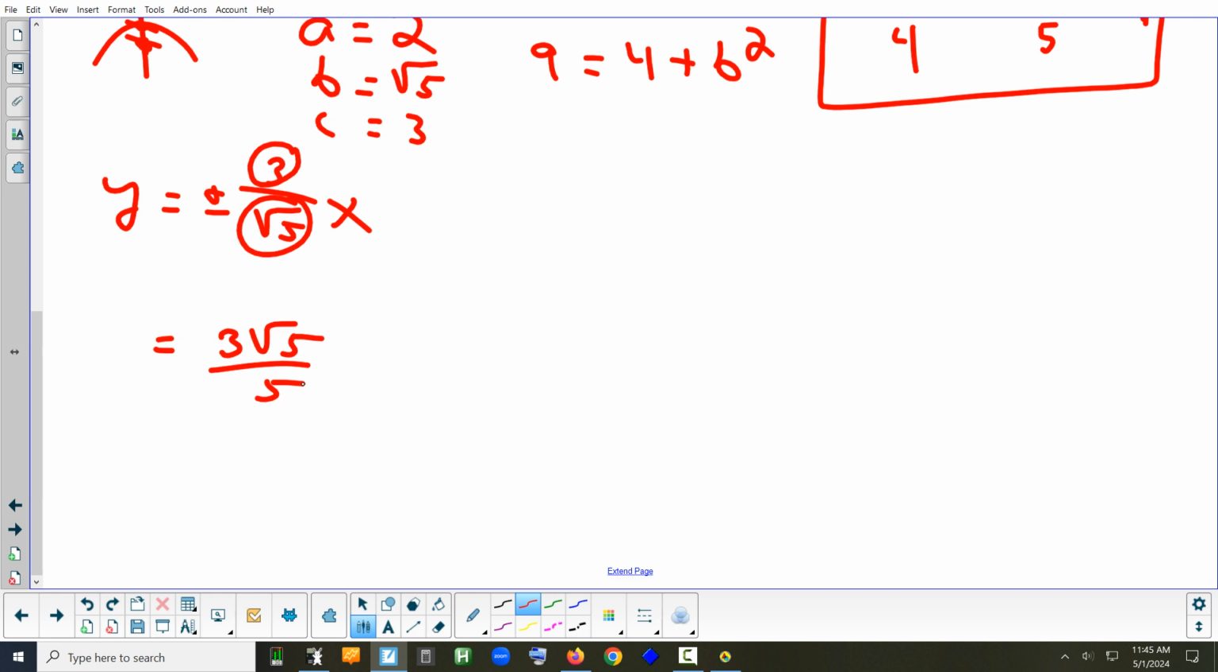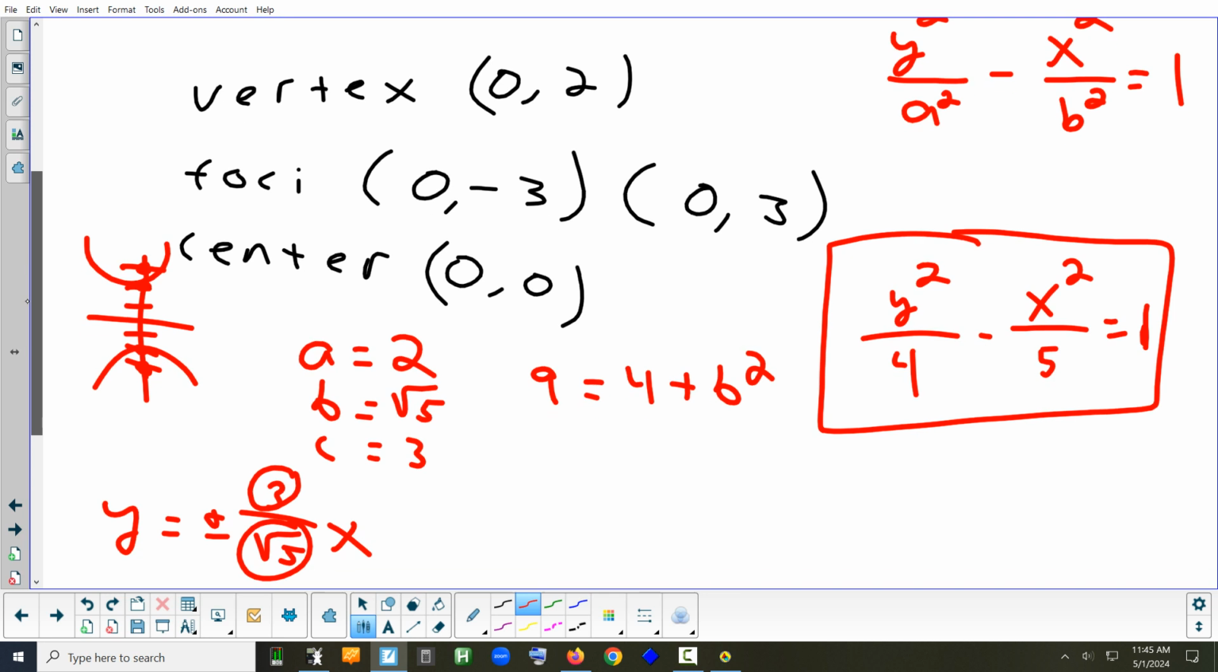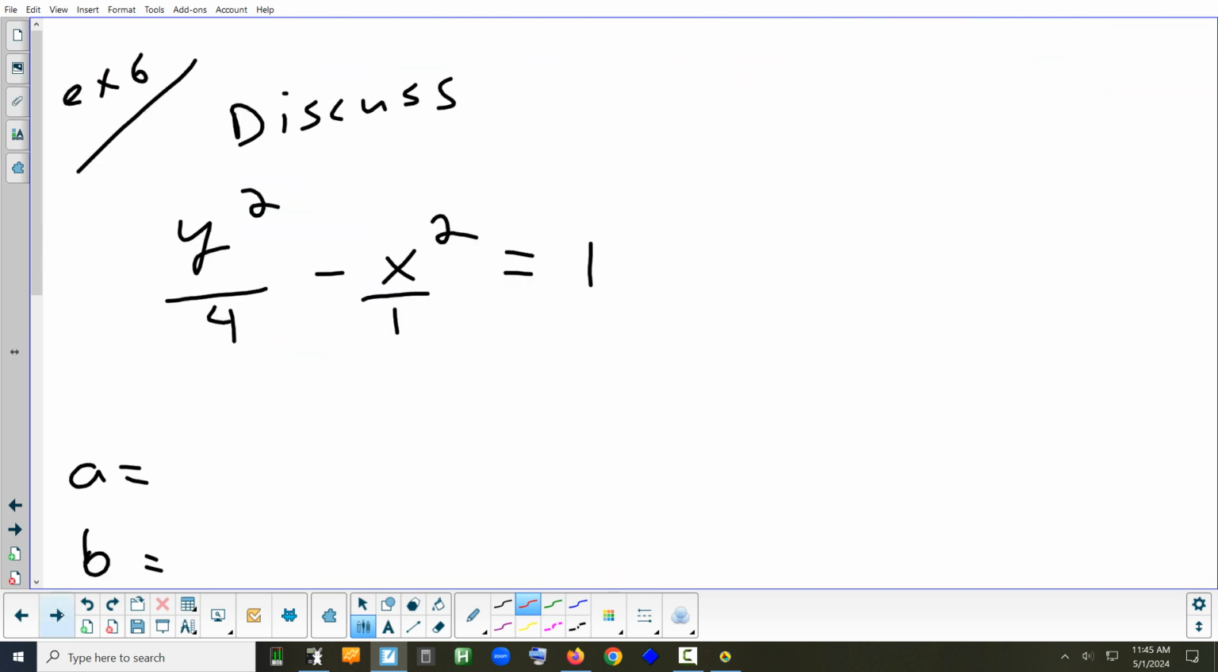I would only worry about it if they specifically say, find the asymptote and write the slope without a square root in the bottom. That's the only time I would worry about it. Okay, I'm not going to worry about discussing this because we've done quite a few.